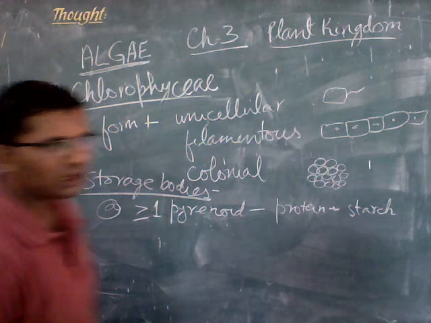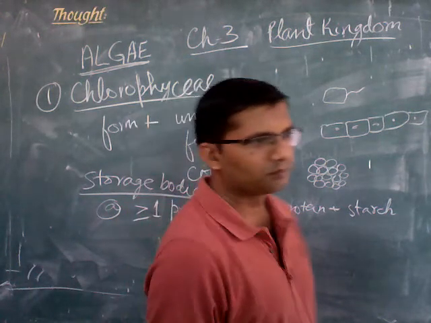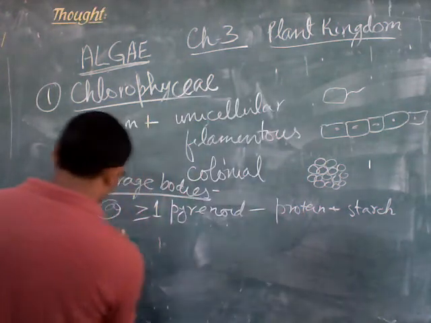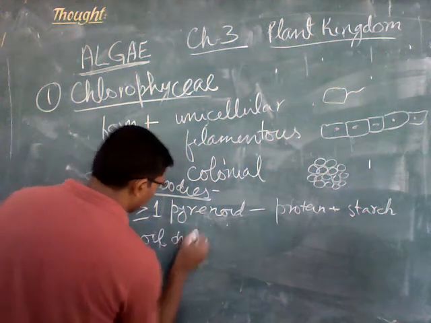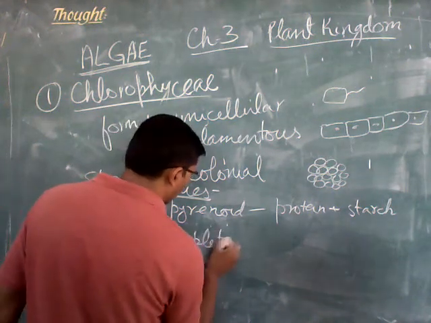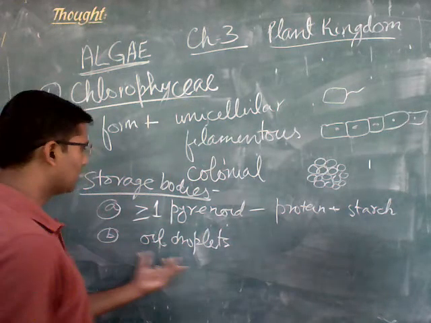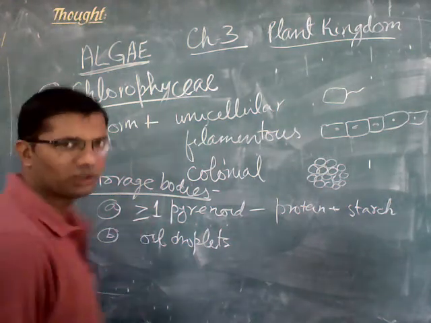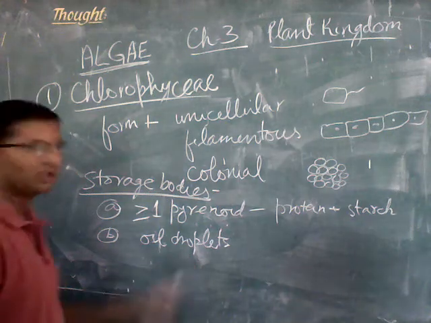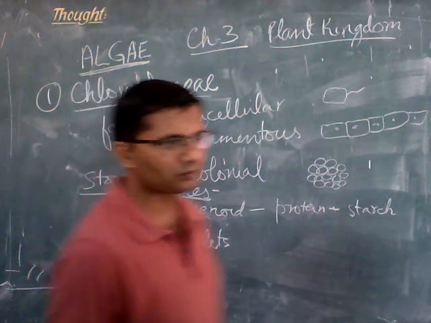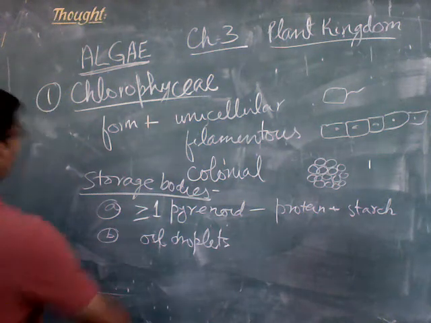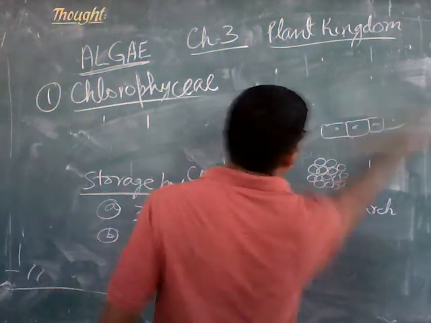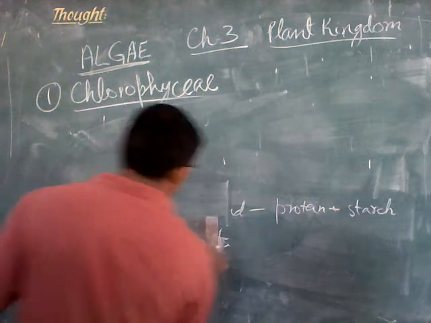Then there is another category of storage body, the oil droplets. Okay? So, fatty molecules may be stored in the oil droplet as a storage body. And they can be used later on whenever there is a need. So these were the popular general features of the green algae. Now we will see the mode of reproduction.